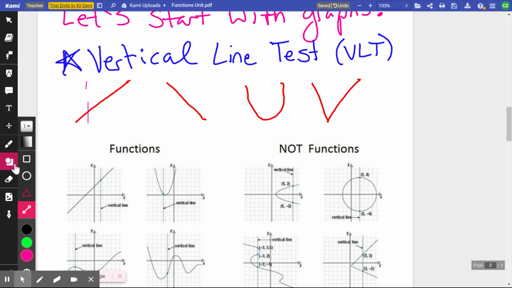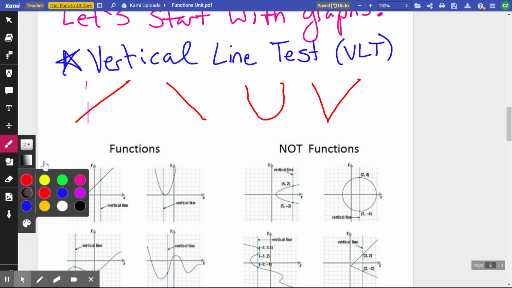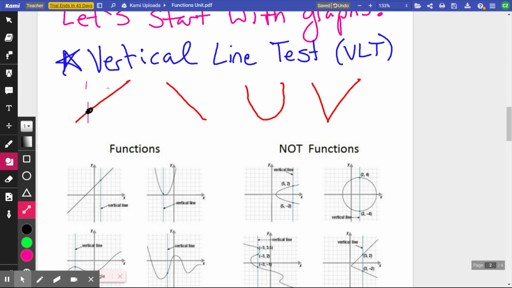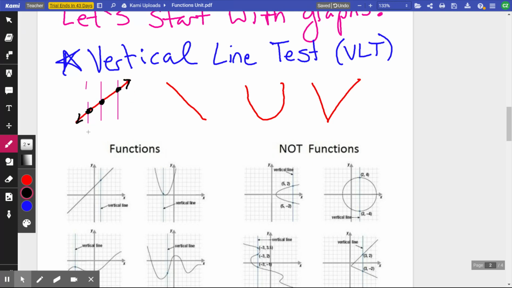So right here, it hits this line in one spot. So as far as that vertical line goes, it is a function. Now, if I were to keep making more vertical lines, like this one, or this one, it does not matter where I draw the vertical line. Notice how it always is hitting in one spot. Okay, so it hits here, and it hits here. So that means this red line would be considered a function, because all of these lines are only hitting the red one in one spot.